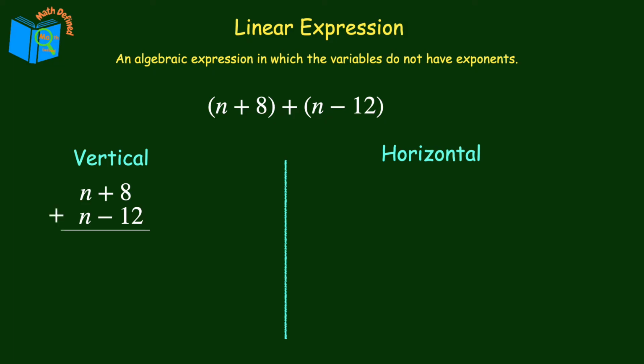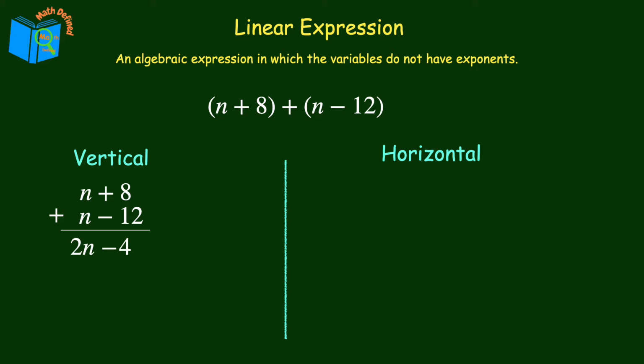I'll start on the right, just like we do with all math problems written in a vertical format like this. Positive 8 plus negative 12 is negative 4, and n plus n is 2n. And that's it. We're done.